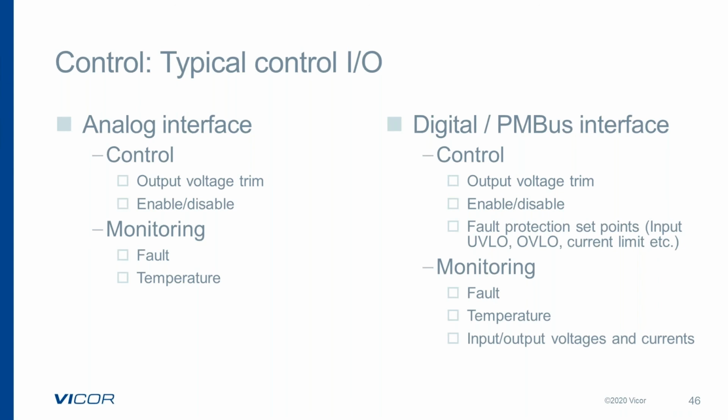And some converters have a digital interface where you can actually communicate to the converter and poll it for output voltage set point, enabling and disabling the converter, fault protection or telemetry. We can actually get information from the DC to DC converter and use that within the system by just communicating via PMBus or some other protocol.